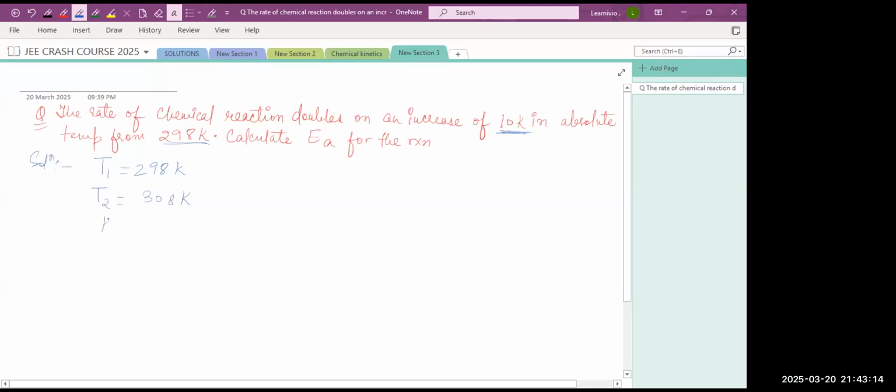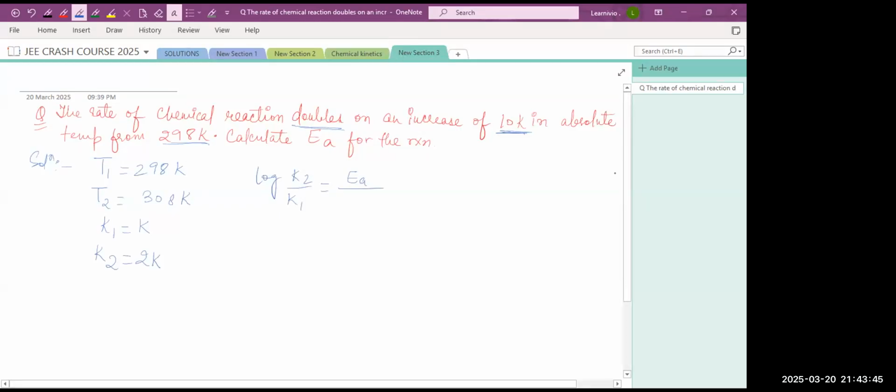Okay, and K1 is not given, right? For example, let's suppose K1 is equal to K. So what will be K2? Here it is given that the rate of the chemical reaction doubles, so the value of K2 will be 2K. Now we know that log K2 upon K1 is equal to Ea upon R.